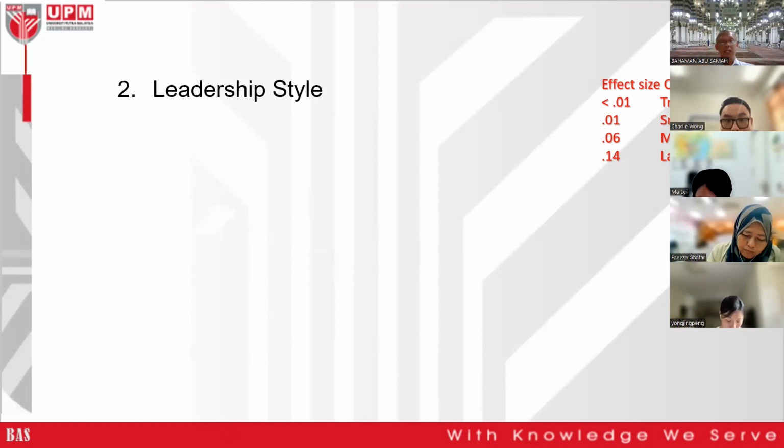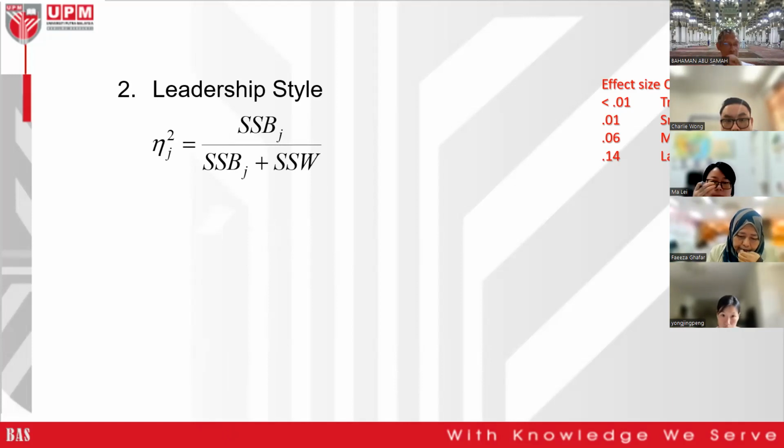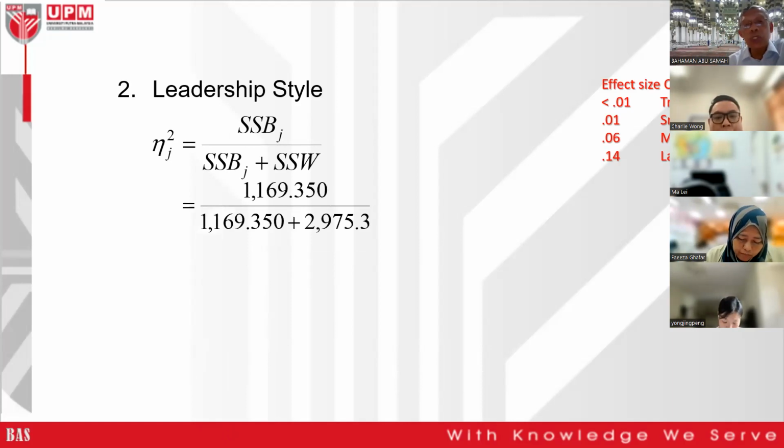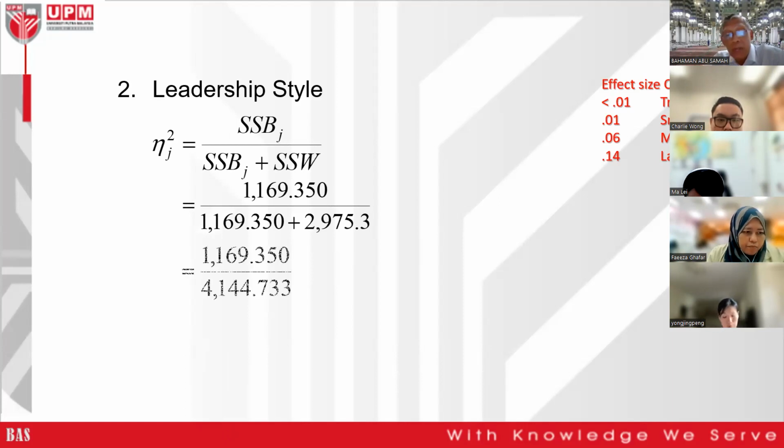Second, leadership style. For leadership style, we do the same thing, the same formula: sum square between for leadership style divided by sum square between for leadership style plus sum square within. We get the sum square between for leadership style, which is 1,169.350, divided by 1,169.350 plus 2,975.3. That will give you 0.282. The result seems to be higher, right?